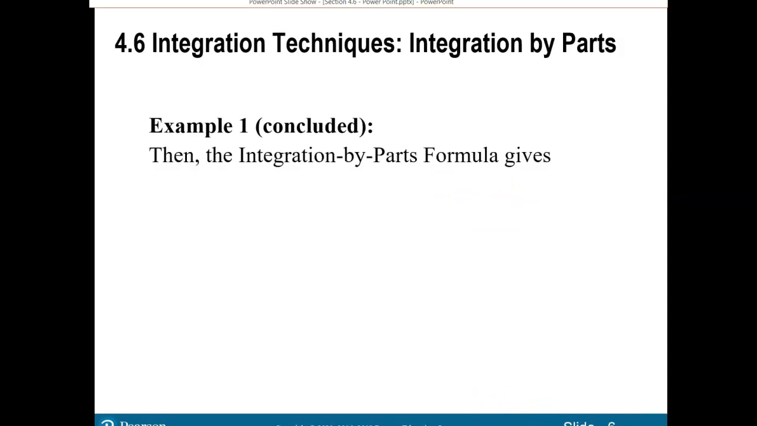Okay, then the formula says u times v minus the integral of v times du. So you just got to memorize that: uv minus integral v du. Okay, so once you've written all that stuff down, just fill it in.